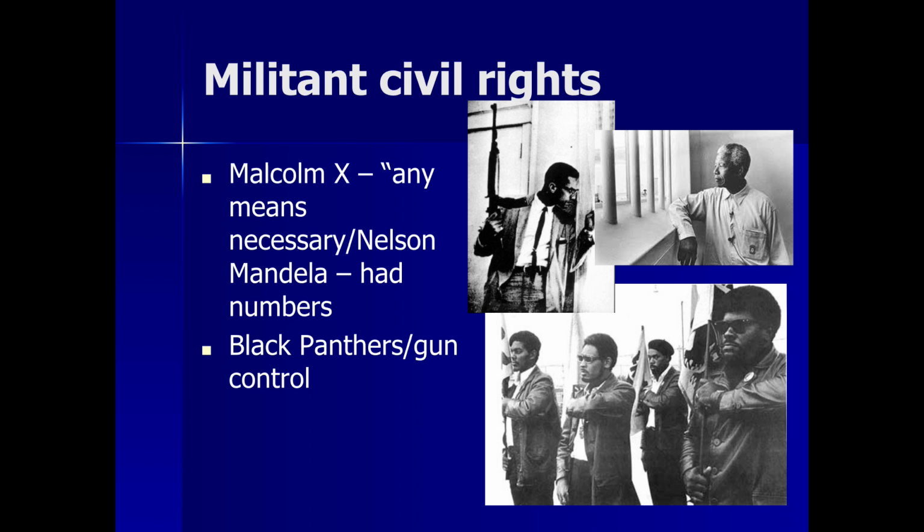Okay, then you got militant civil rights. Malcolm X is most famous for that, famous for saying any means necessary to get racial justice. He was assassinated by other members of the Nation of Islam in 1965. Nelson Mandela is kind of the mean between Malcolm X and Martin Luther King. He's got a Martin Luther King way about him, and he becomes president of South Africa.